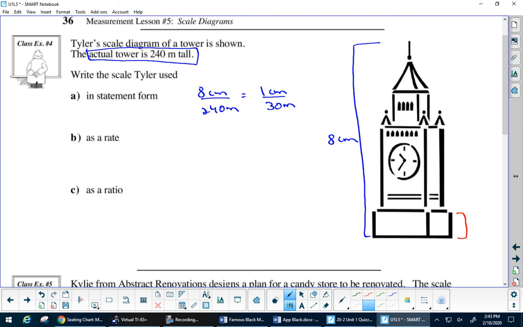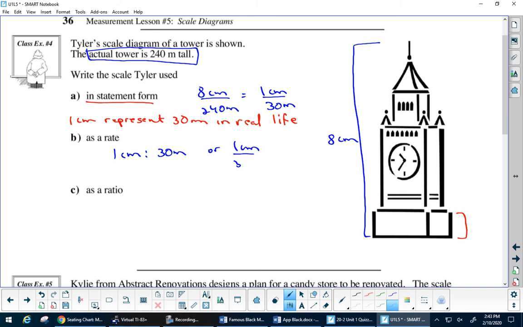So we would say 1 centimeter, because it asks in statement form, represents 30 meters in real life. Okay, so as a rate, 1 centimeter is 30 meters, or 1 centimeter, 30 meters. Remember, these mean the same thing.